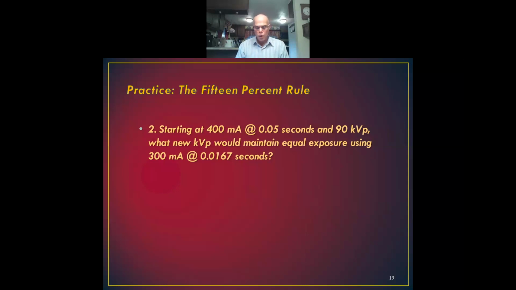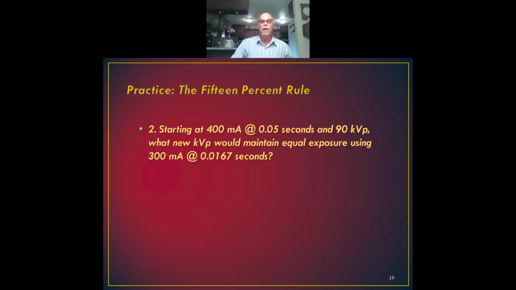So we have 400 times 0.05. That's going to give you 20 mAs at 90 kVp. And we want to get our mAs down to 300. So we're trying to get our 300 to our 0.0167, which is going to give us, I believe it's going to turn out to be 5, if I'm not mistaken. Let me do the math for you real quick. 300 times 0.0167.